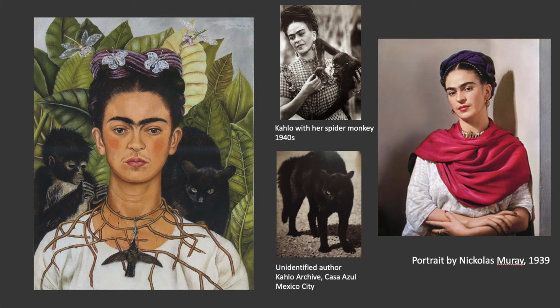So she has depicted herself with this thorn necklace twined around her neck. If one looks closely, one sees that the thorns of the necklace are actually piercing the skin on her neck, and little drops of blood appear there. And then, of course, the hummingbird is hanging from a little wire or a little string that is tied to the thorn necklace.